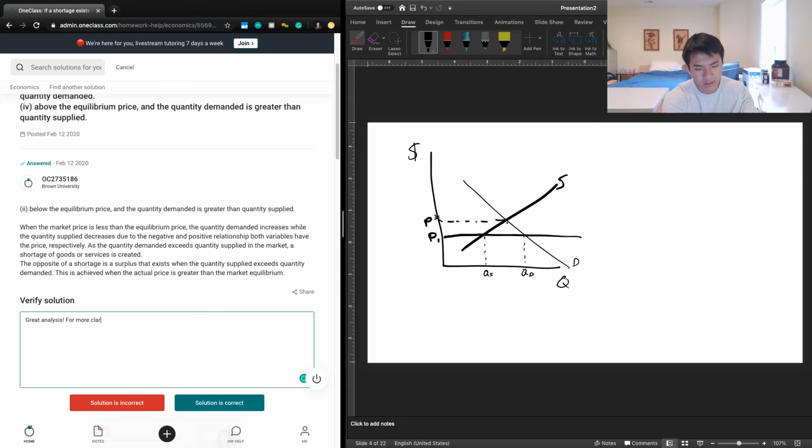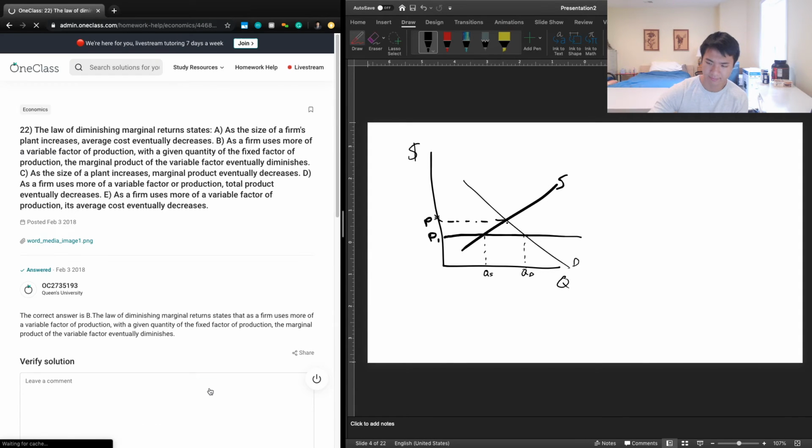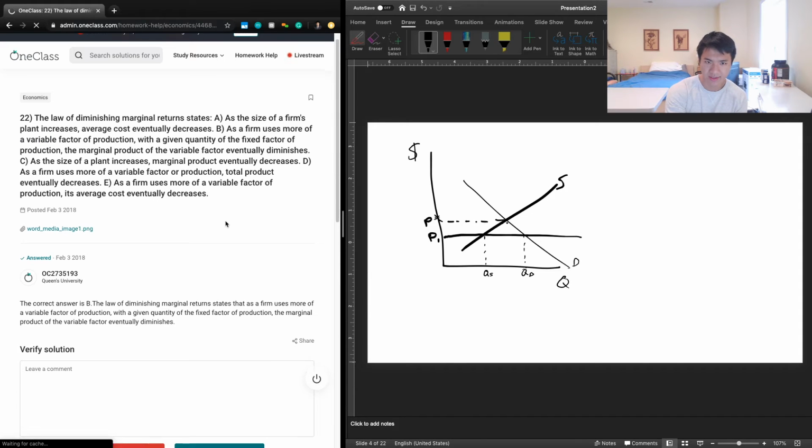For more clarity, revisit a graph depicting a shortage. And so as long as we keep this graph relationship in mind, we're not going to have any problems with these types of shortage questions. So let's take a look at the next question.